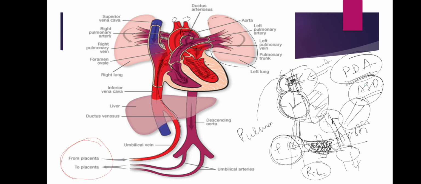If the size of the ASD is small, then only a small amount of oxygenated blood enters the right side, and this increases the cyanosis. So the PDA must be there for the survival of the child.